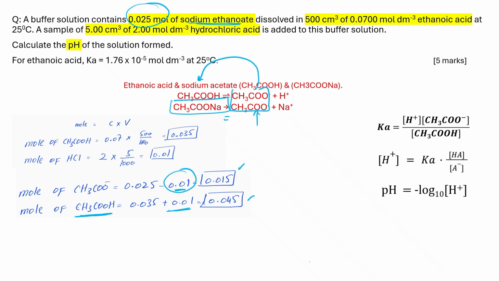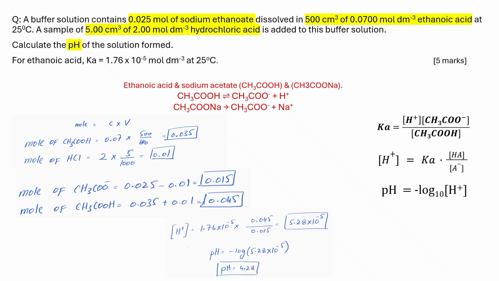Okay, so now we have got the moles of CH3COO negative, which is this one, and moles of acid, and then you simply put those values into this expression. We have the value of Ka from our question, and when you have the concentration of H positive ion, which is right now 5.28 into 10 raised to power minus 5, you will take its minus log, and you will be able to get pH. So just follow this step. Make sure you have the concentration of H positive ion in the end, and just find out the concentration or moles of acid and salt of the buffer solution.